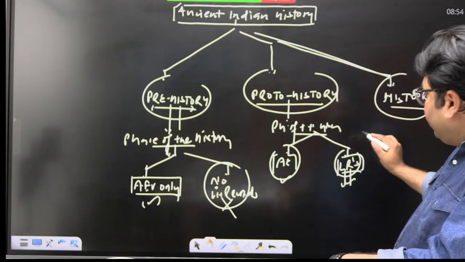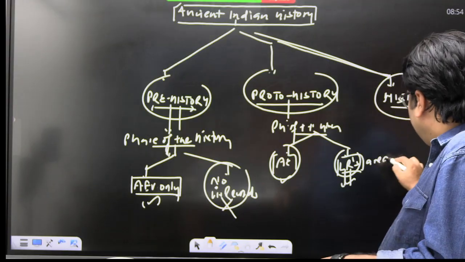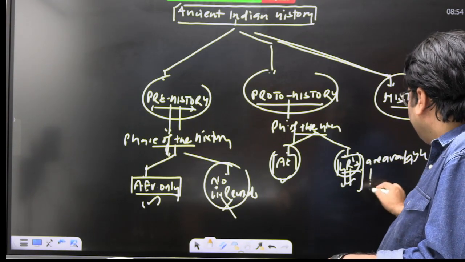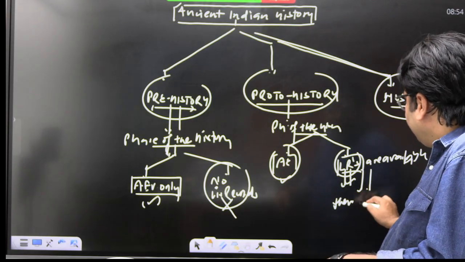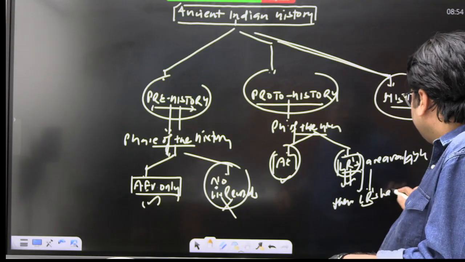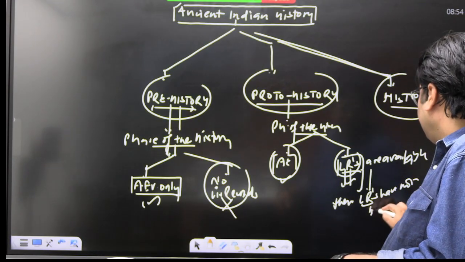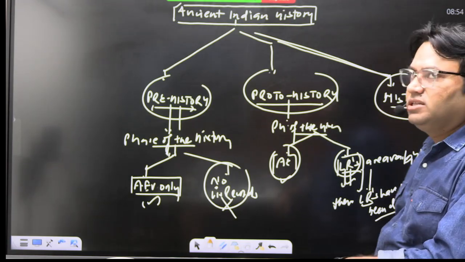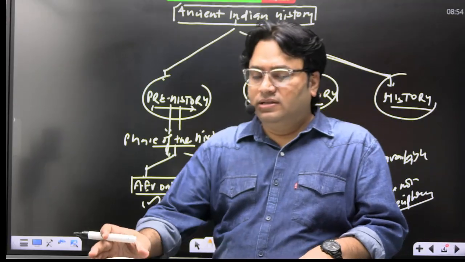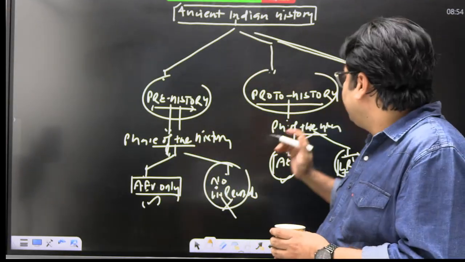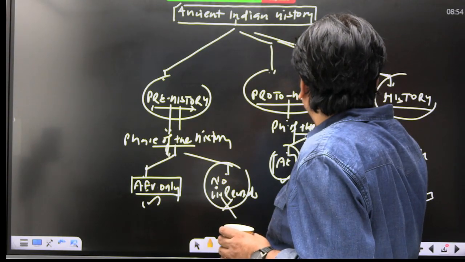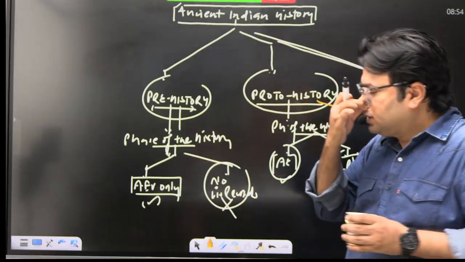So here literary records are available, but there is a problem with these literary records. These literary records have not been deciphered, right? And the example of this phase is Indus Valley civilization. This chapter we will discuss later.